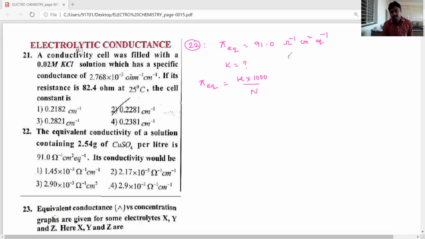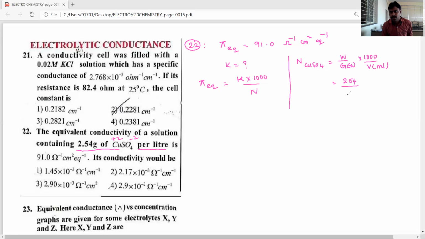So here, the normality of copper sulfate is equal to weight by gram equivalent weight into 1000 by volume of solution V in ml, and the volume is mentioned, it's very clear, per liter. 2.54 grams of copper sulfate is present in 1 liter solution. The gram equivalent weight of copper sulfate is equal to gram molecular weight by n factor. Copper is in +2 state and sulfate is -2, so its n factor is equal to 2.